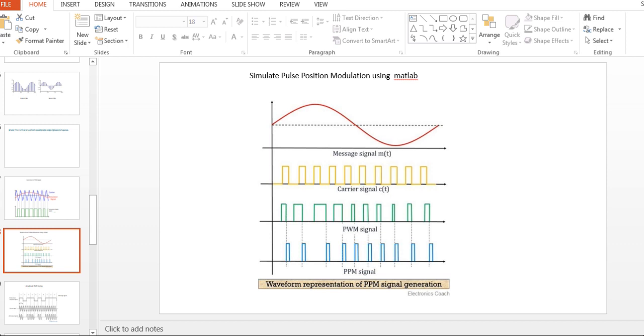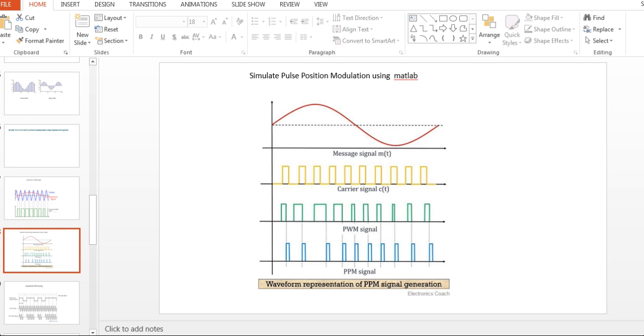The aim of the experiment is to simulate pulse position modulation using Matlab. Here the figure shows the baseband signal. Next is the carrier signal, or the train of pulses. Next is the pulse width modulated signal, which we have done previously. And the last one is the pulse position modulated signal, which we are going to generate.